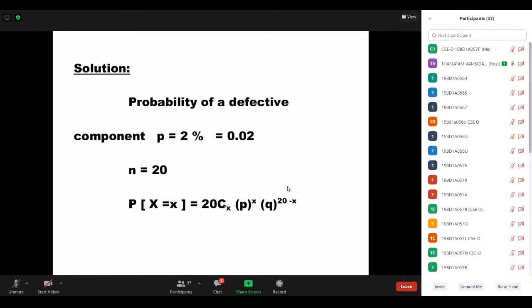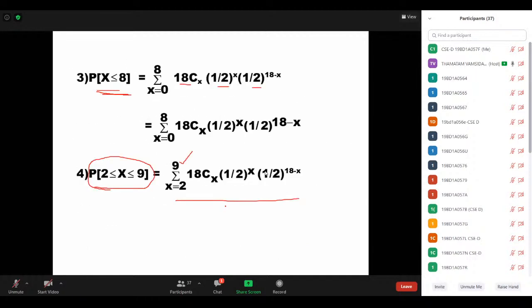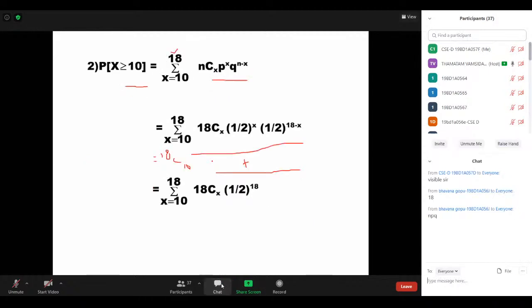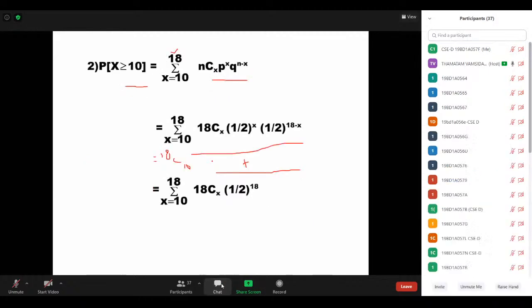Here some more problems are there, but first I want to share today's assignment questions. After that, we'll continue. I think up to this it is clear: what the binomial distribution is, the conditions for binomial distribution, when we have to apply it, and this problem. Now I'm going to share today's assignment questions.